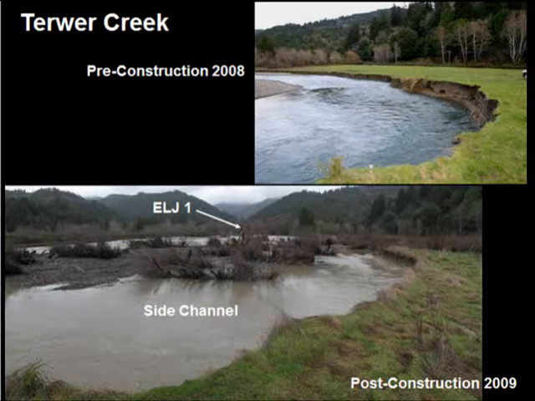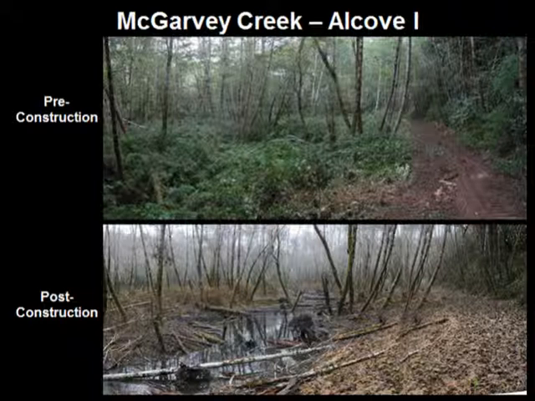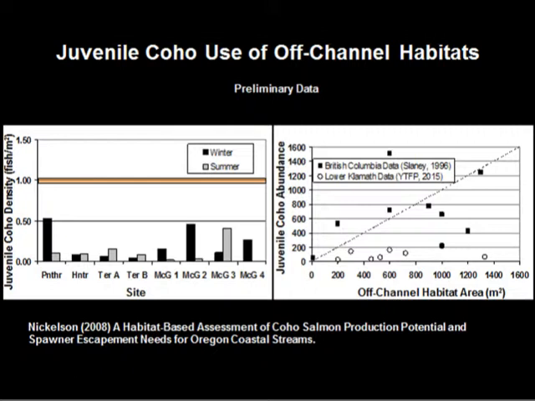So I'm going to hurry up through these slides here, just a couple examples of alcoves in McGarvey, so I can then talk about what our monitoring is telling us. So we've constructed several off-channel habitat features. They're primarily blind alcoves, which are connected through hyporheic flow, but not direct flow into the upper end.